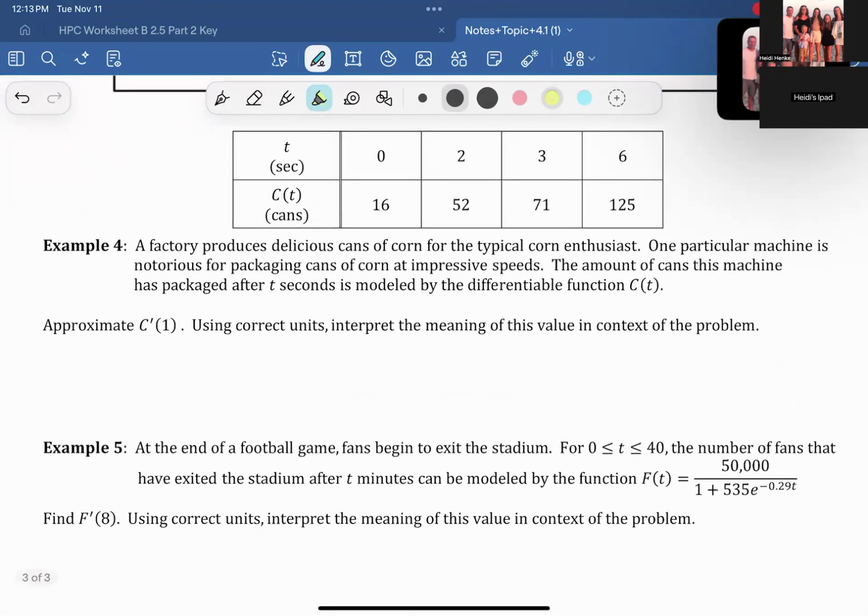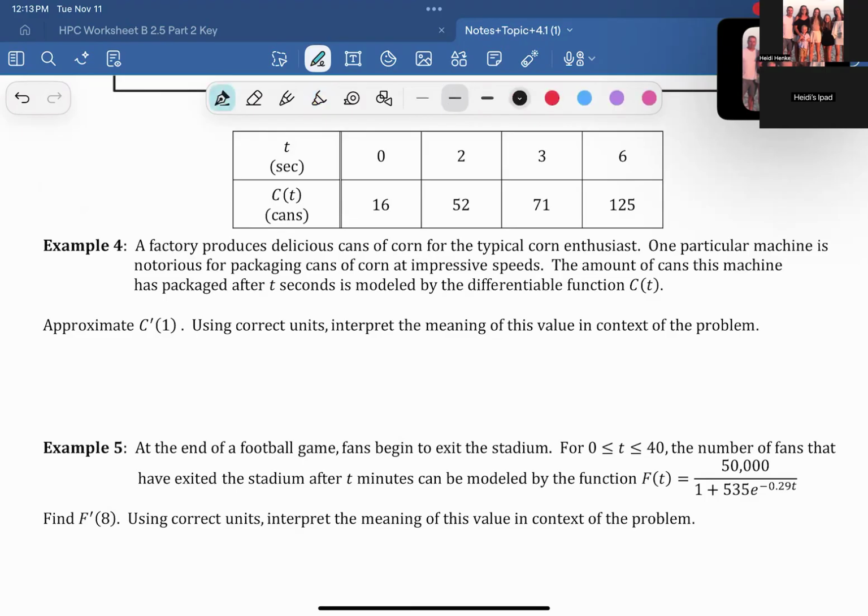So here's our next word problem. A factory produces delicious cans of corn for the typical corn enthusiast. One particular machine is notorious for packaging cans of corn at impressive speeds. The amount of cans this machine has packaged after t seconds is modeled by this differentiable function. So right now, at this many seconds, it has packaged this many cans. Okay, it's asking us to approximate C prime of 1. Using the correct units, interpret the meaning of the value in the context of this problem.